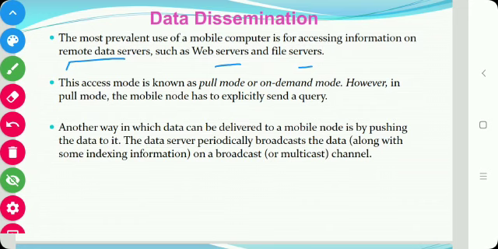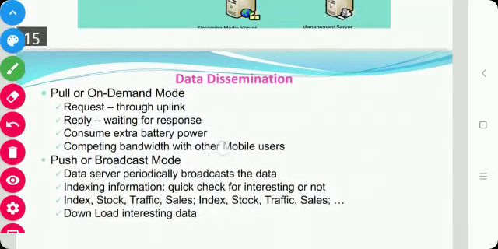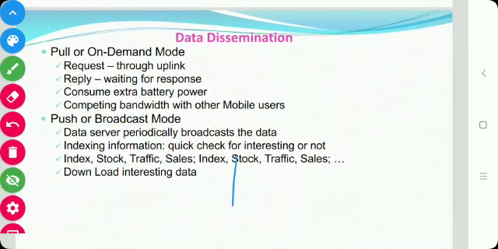Here the mobile node has to send a query. The other way is by pushing the data to it, so this data is broadcast on the channel with the indexing information. This is the figure of data dissemination. As we have seen, data dissemination is done in two ways. First is the pull or on demand mode.